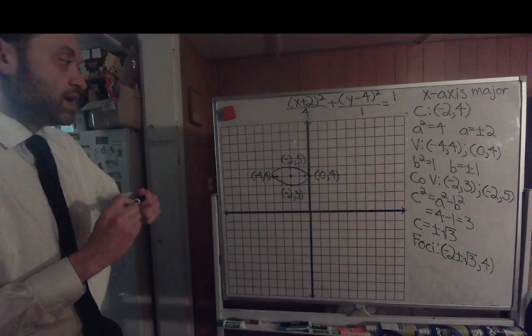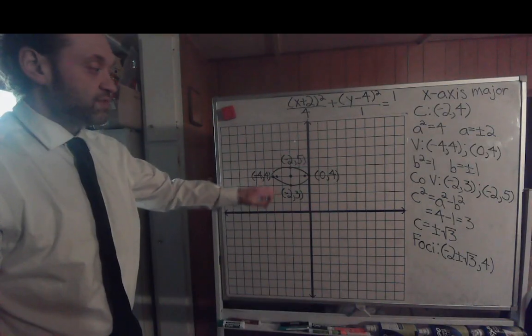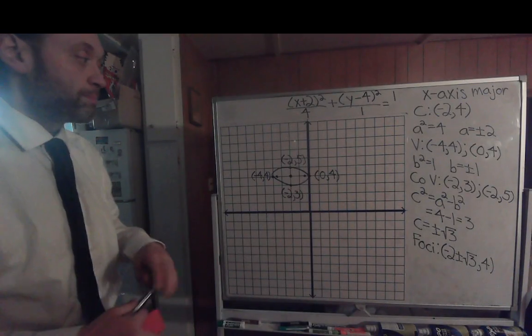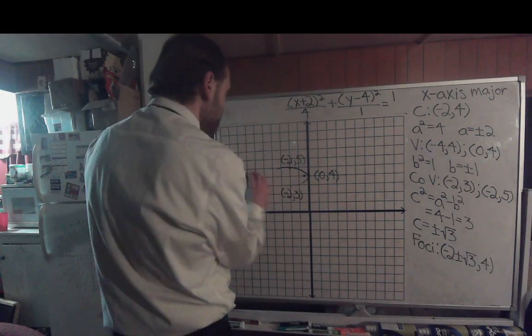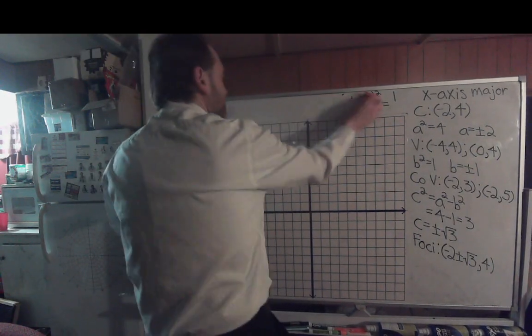So there is the graph of this ellipse with the various foci and vertices, with the center at negative 2, 4. Alright, so as you see, so far this still isn't too bad, even though the center is not at the origin. Now let's change this up a little bit.